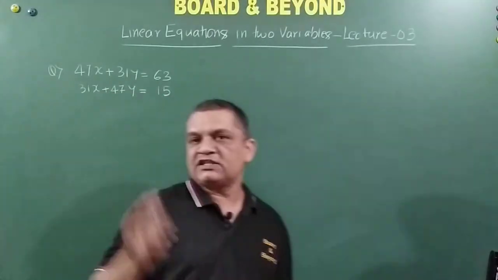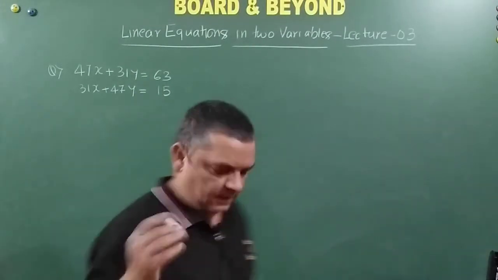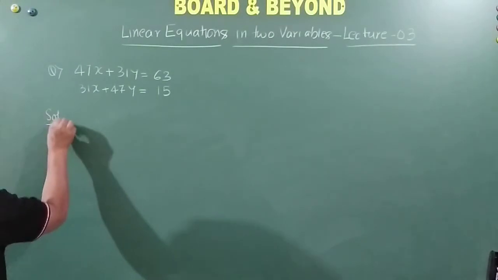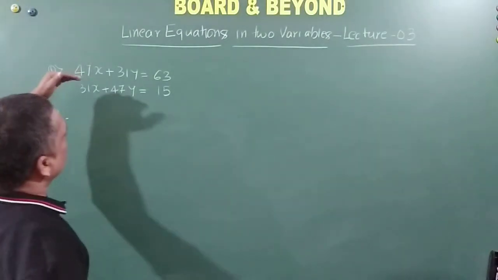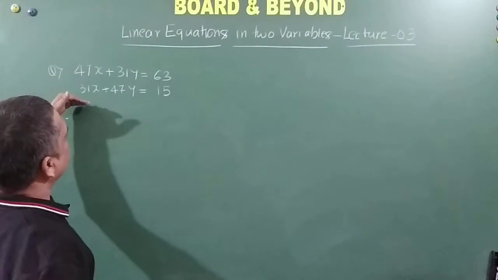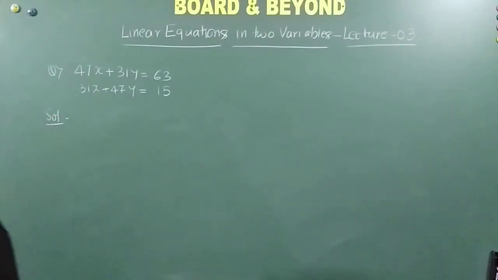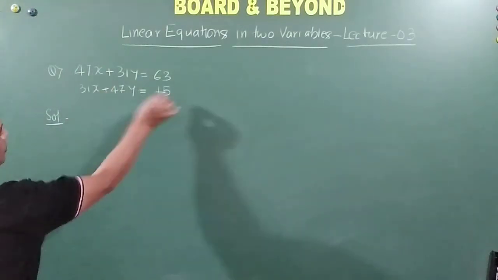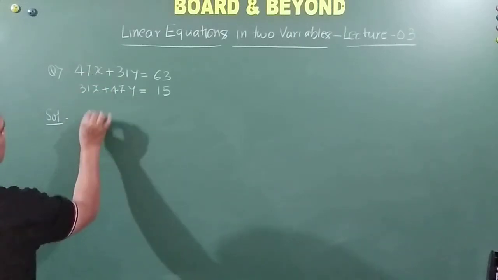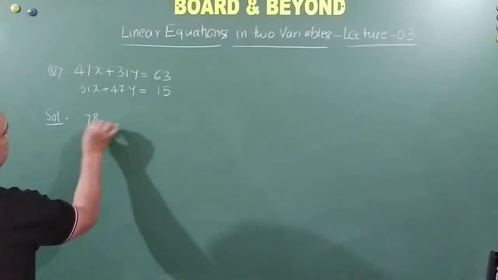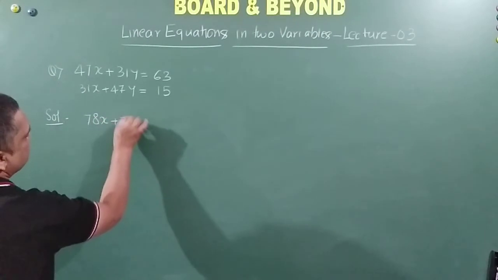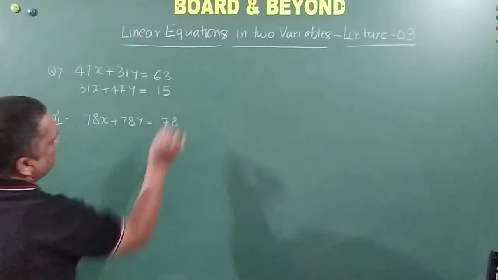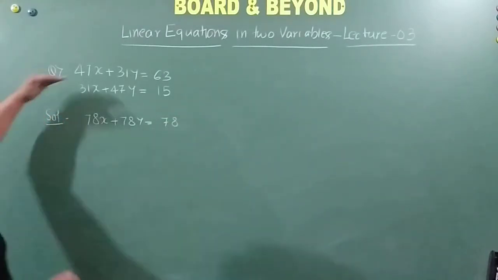So friends, in this type of scenario, let us try to solve it out. We will try to subtract these ones and then add these ones. So if I add these two, this becomes how much, my friend? Let me just add and write 78x plus 78y is equal to 78. Right, let us do a subtraction.